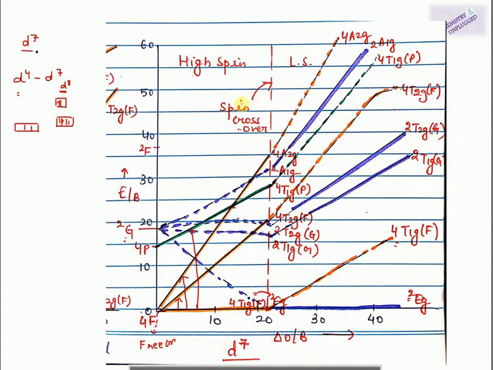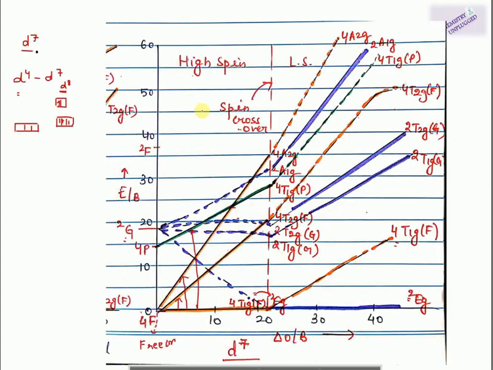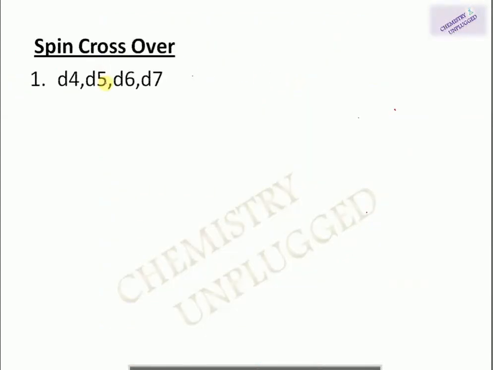Then we will take what is the meaning of spin crossover. Spin crossover will be shown by D4, D5, D6 and D7 electronic configurations, because in that case we have two parts of this graph, high spin and low spin, and at this point the graph can switch from high spin value to low spin value. So only complexes with these D4, D5, D6 and D7 configurations can show spin crossover.